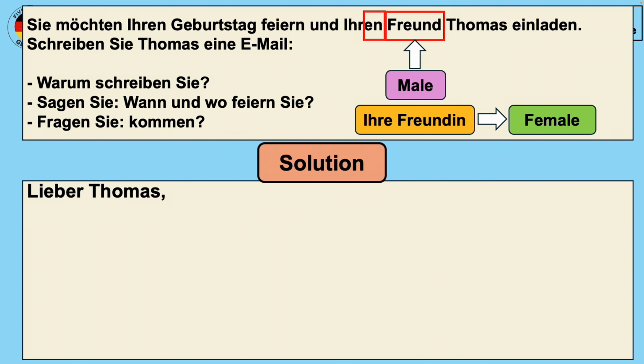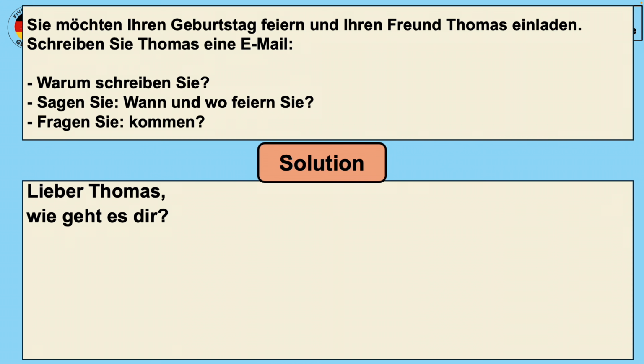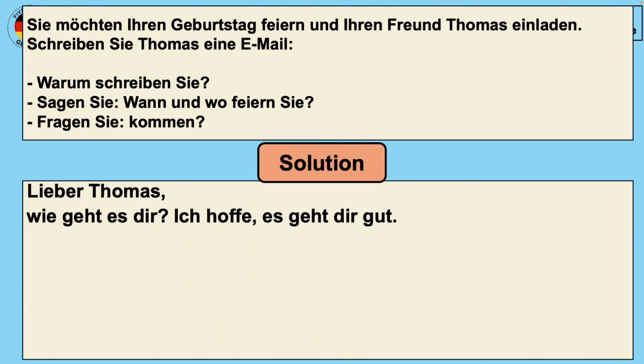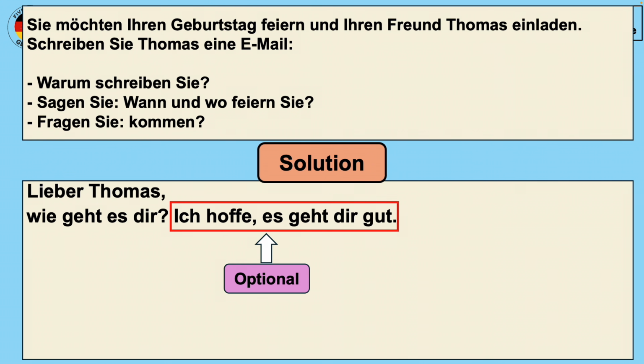So when writing an informal email, you can start by saying, Wie geht es dir? How are you? And over here again, you have to start with the small letter and not a capital letter. After that, you can write, Ich hoffe, es geht dir gut. I hope you are well. Now this is optional. If you think that you don't have enough words, then you can write this. Otherwise, you can also skip this.